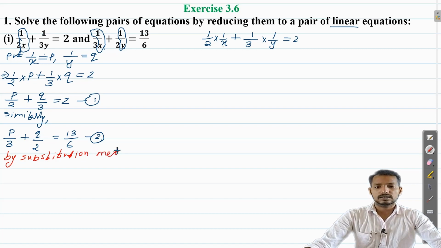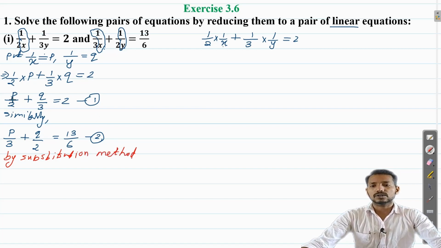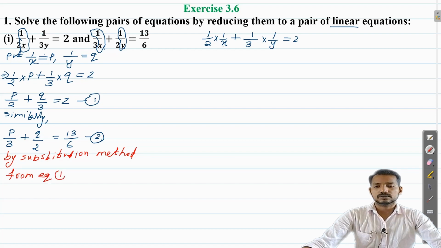In the substitution method, I'm going to write p in terms of q from equation number 1. So from equation 1, we can write p by 2 is equal to 2, and this q by 3 taken to the right side will be minus q by 3. Then that implies p by 2 is equal to 2 minus q by 3. Find the sum, so 2 into 3 is 6, 6 minus q divided by 3.